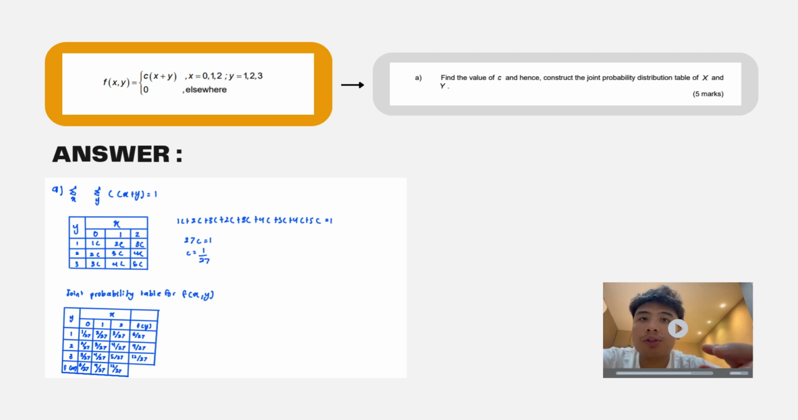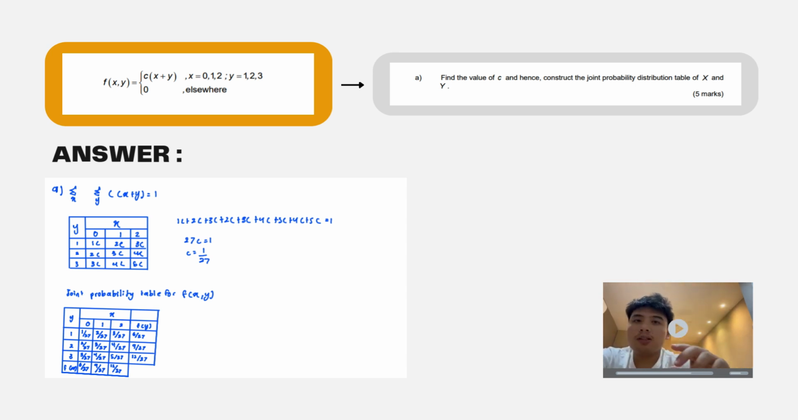First of all, we need to construct the table. The sum of the table will equal 1. Why? Because the probability must equal 1. So C times (x plus y): x0, y1; x1, y2, and so on.